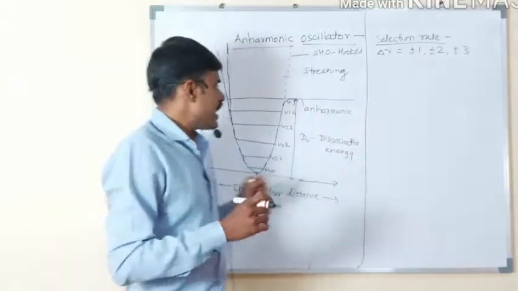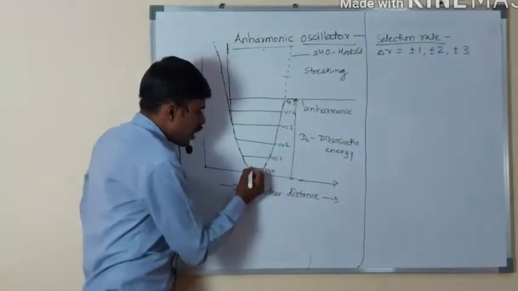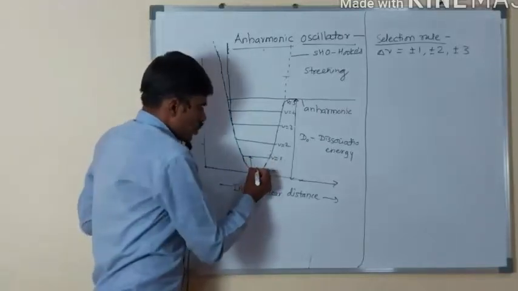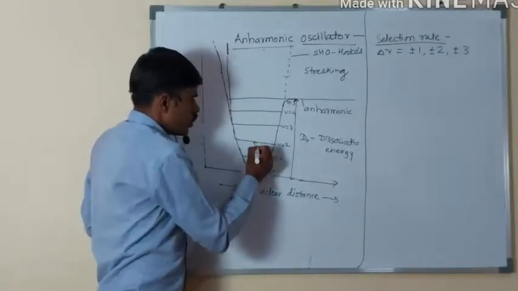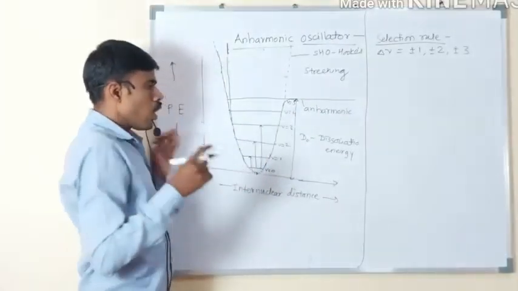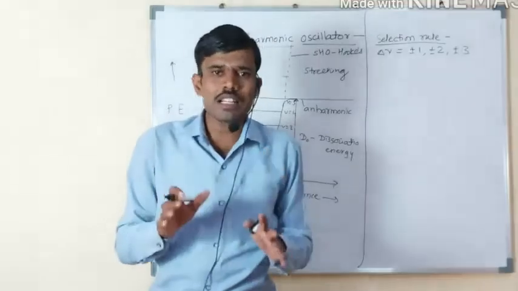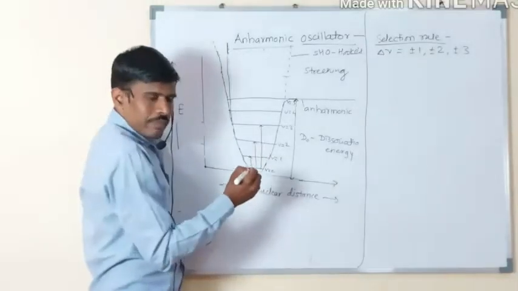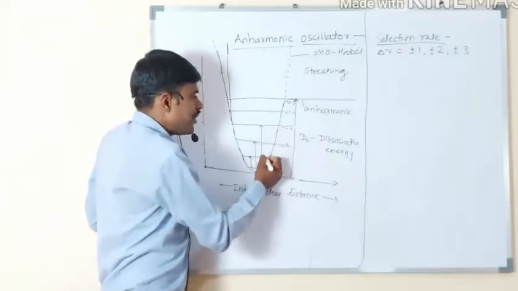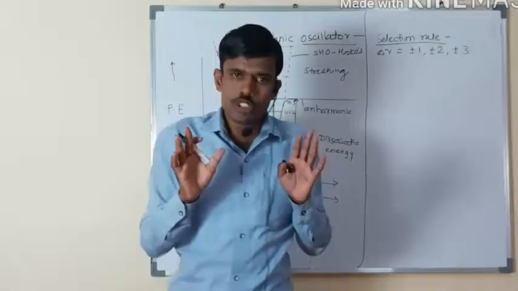So according to this selection rule, the transitions are from V0 to V1, V0 to V2, as well as from V0 to V3. All these three types of transitions are also possible. Similarly, the transitions from V1 to V2, V1 to V3, and V1 to V4 are also possible as per the selection rule.